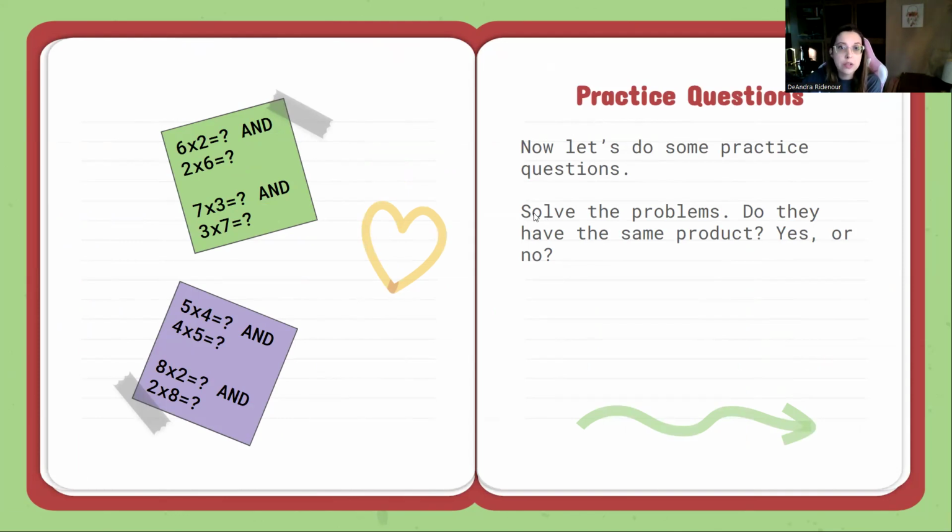All right, here's what we're going to do. We're going to solve the problems that I have on this side, okay? 6 times 2 and 2 times 6, 7 times 3 and 3 times 7, 5 times 4 and 4 times 5, 8 times 2 and 2 times 8. You can go ahead and write them down in your notebooks because that's where you're going to solve these problems, okay? So once you have them written down, go ahead and solve the multiplication problems. And then I want you to tell me, do they have the same product?